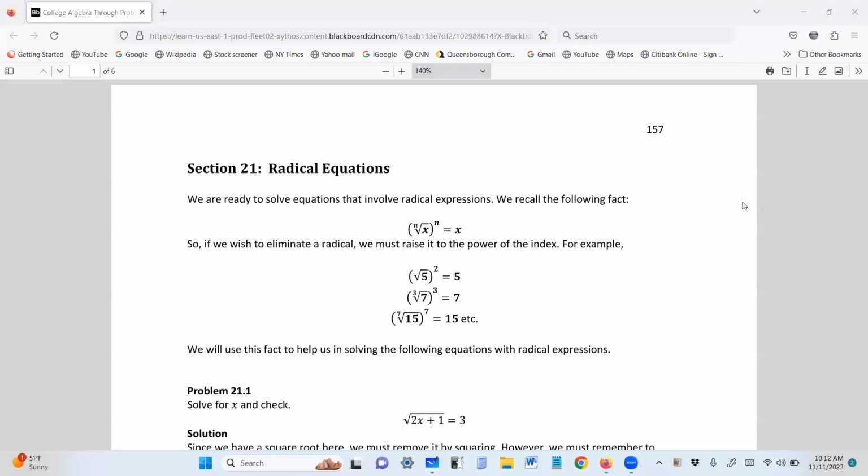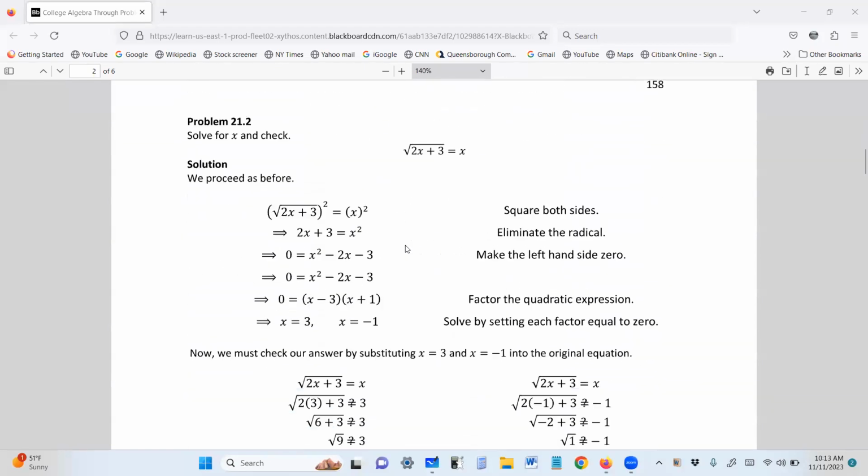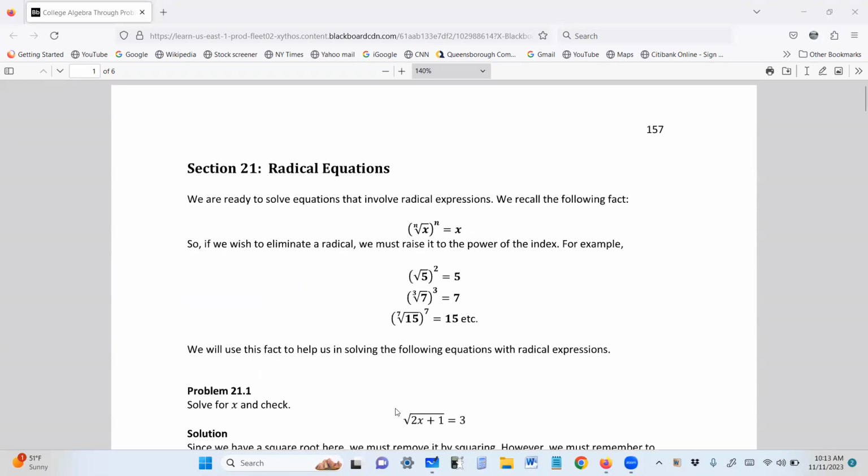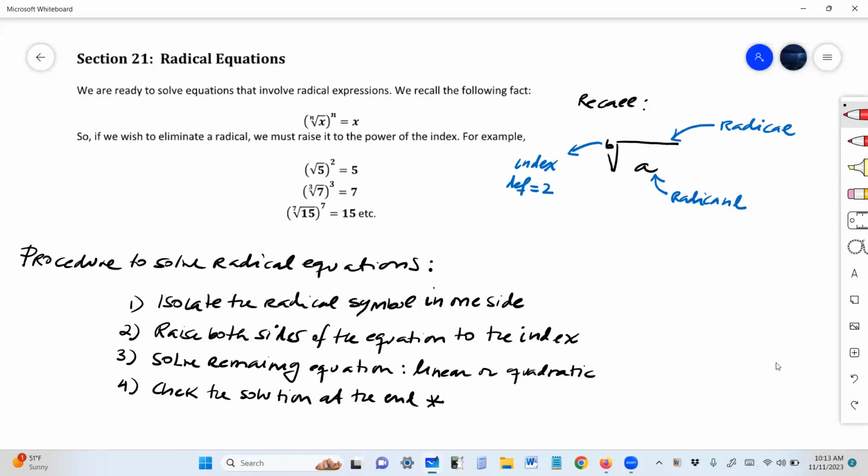Hello everybody. This is section 21, radical equations, and I'm going to divide this topic into two videos. In the first video I'm going to review and go over the simple details about radical equations and the radical itself. We're going to go over 3 examples, and then in the second video I will do all of the unworked examples that are in the workbook. Okay, so let's take a look at the file I have over here.